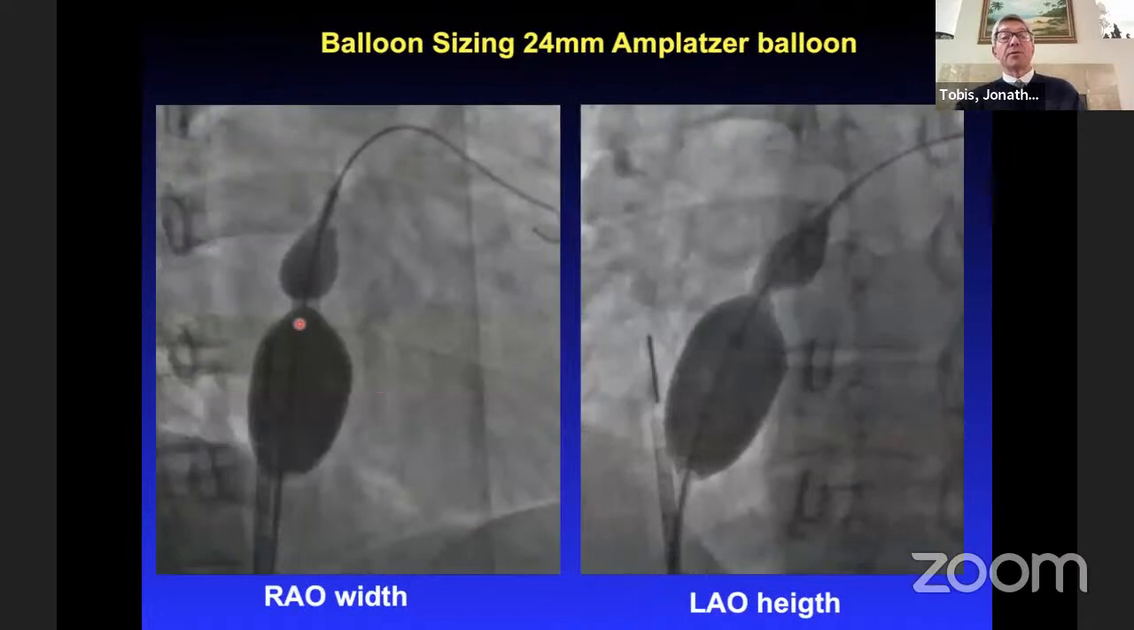Then you can measure the size of the PFO. This is an RAO view. So you're measuring the width of the PFO in this view, right atrium superimposed on left atrium. And this is the LAO view. This is right atrium. Here's the left atrium. Here's the PFO. So this is the height, the true height of the PFO, the true width.